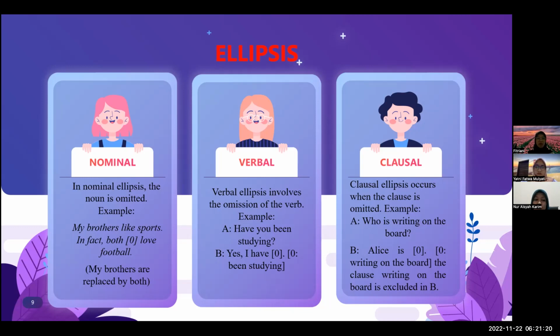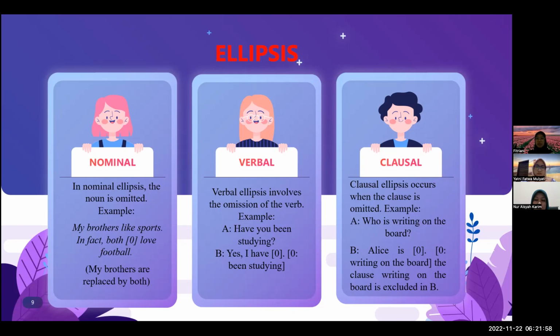So both here replaces my brother. The words my brother are omitted, right? My brother likes sport. Both love football, right? The second one is verbal. Verbal ellipsis involves the omission of the verb. The example, have you been studying? Yes, I have. So in this part, we don't need to say yes, I have been studying. So have been studying is omitted, right?